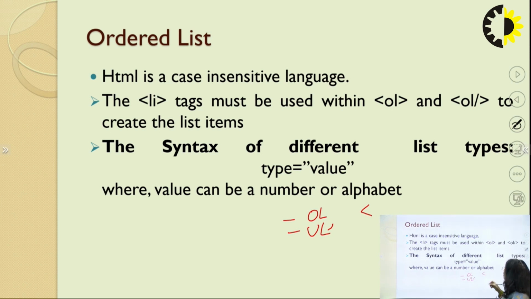If the list is an ordered list, then we will enclose the li tag within this OL tag, li, then here the closing of li, then we will close the OL tag. So this is the representation of an ordered list. OL represents ordered list. This is the syntax of different list types. Here we are discussing the ordered list.